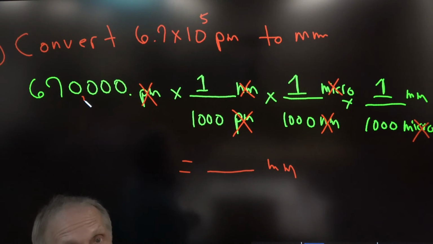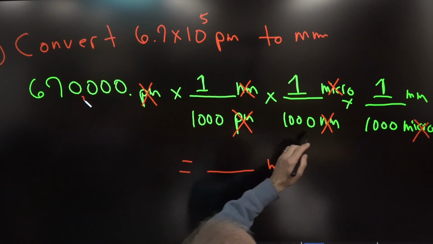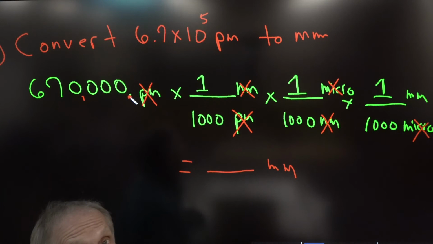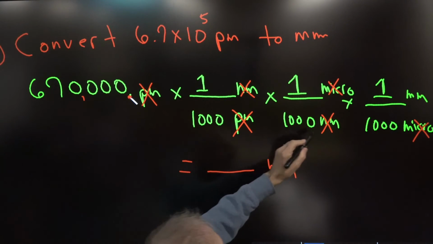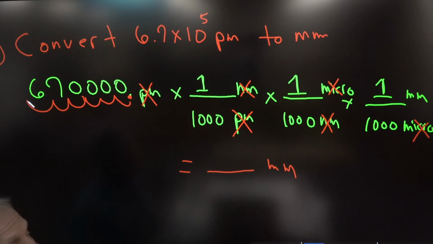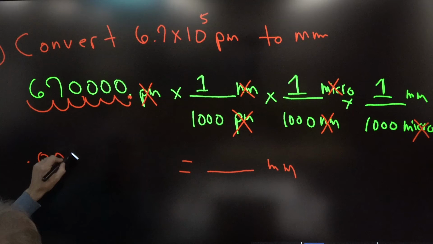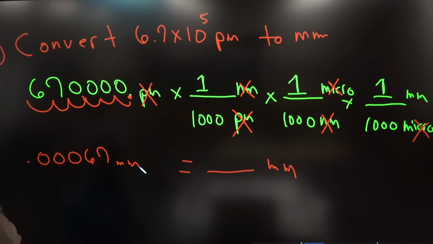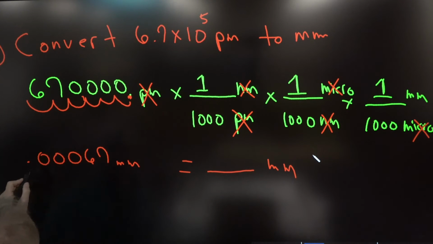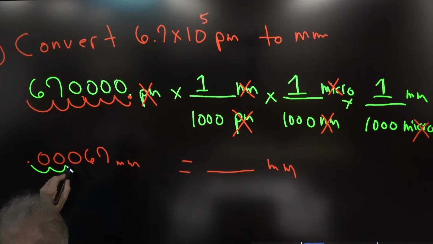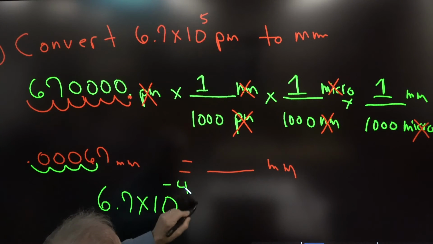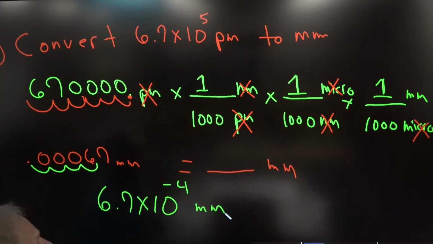So since we're dividing by thousands, count up the zeros. 1, 2, 3, 4, 5, 6, 7, 8, 9. And then you can move this decimal point to the left 9 places. 1, 2, 3, 4, 5, 6, 7, 8, 9. So let's do it. 1, 2, 3, 4, 5, 6, and then 3 zeros in front. So it's point 1, 2, 3, 6, 7 millimeters. So I don't like that. We want to put that back into scientific notation. So now we move the decimal place so there's one whole number to the left. 1, 2, 3, 4. So your answer is 6.7 times 10 to the minus 4 millimeters.